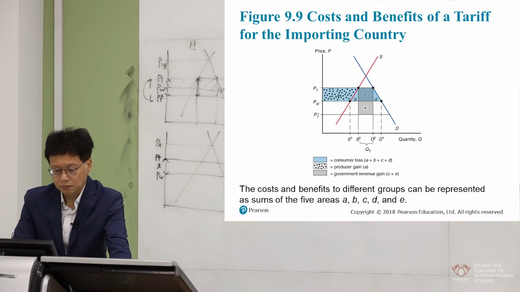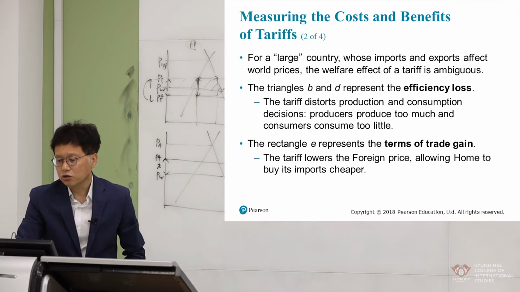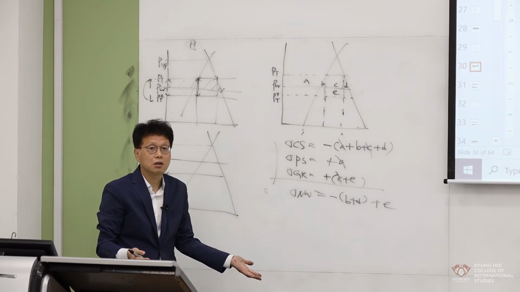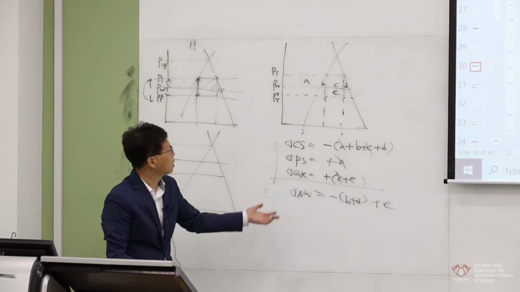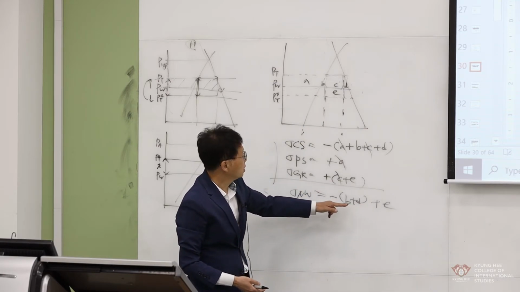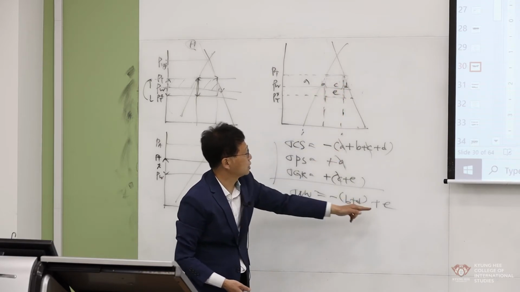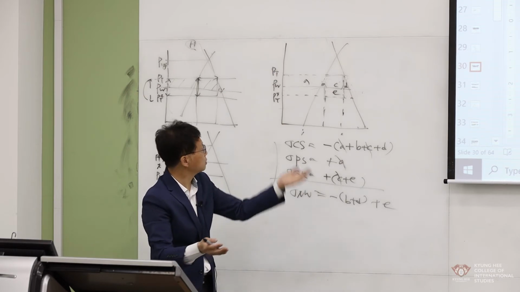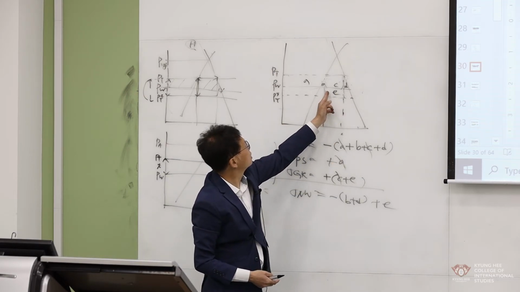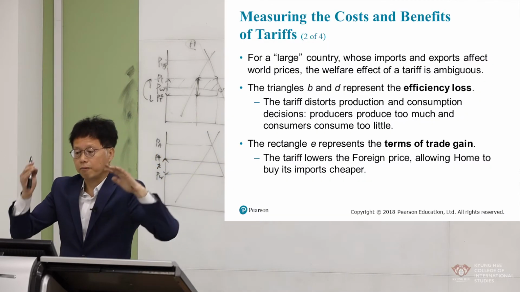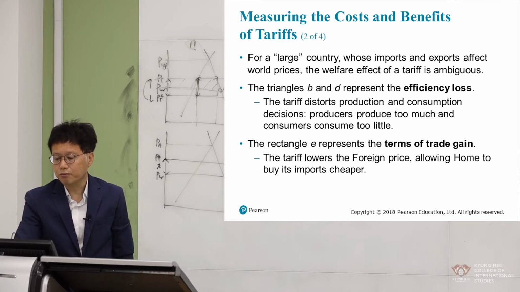Okay? For a large country whose imports and exports affect world price, the welfare effect of a tariff is ambiguous. Then does national welfare increase or decrease? Ambiguous. We don't know. Why? Minus B plus D plus E. Usually, B plus D is greater than E, then national welfare decreases. But sometimes area E is greater than B plus D, then national welfare can increase. So ambiguous. The triangles B and D represent the efficiency loss.